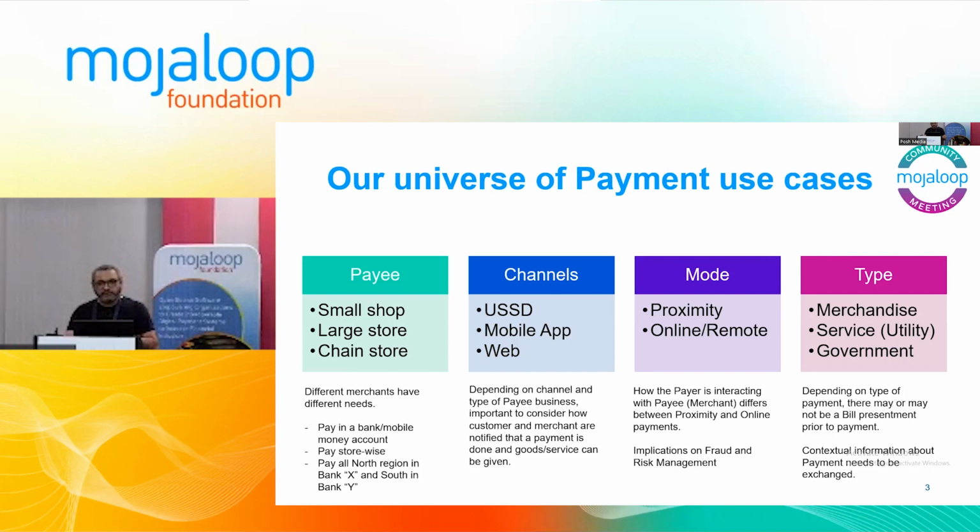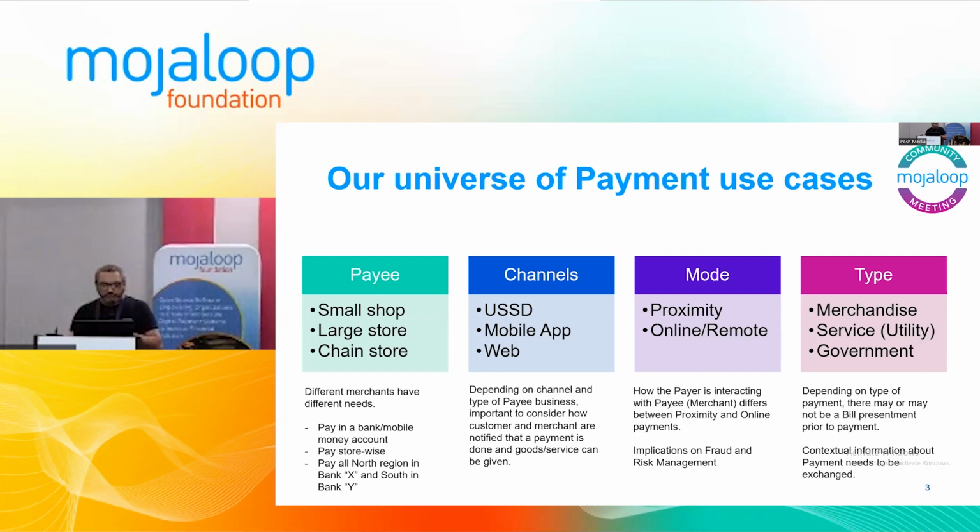USSD is very prevalent in the markets where we are focusing. Then you have a transition into mobile apps and web. So depending on the type of channel, it's important to consider how, when the interaction takes place, either in proximity or online, the merchant and customer are going to be notified. As simple as, if I'm paying through a USSD till code, the merchant standing behind the till has not just the need to get paid, but also to be timely notified. So a combination of these things we also had to consider.